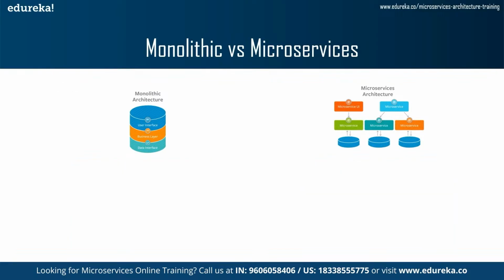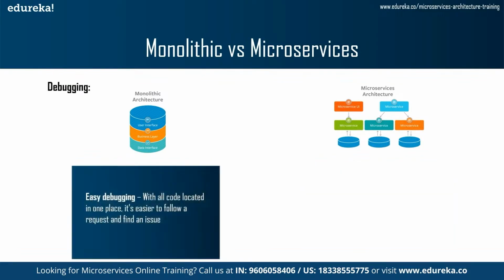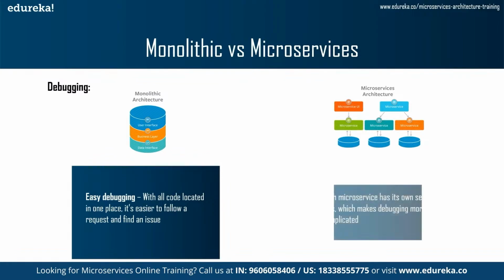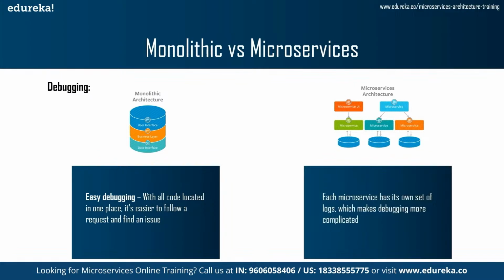So microservices architecture allows teams the freedom to select the tools they desire. And the last comparison we have is debugging. In monolithic architecture, debugging is easier. With all code located in one place, it's easier to follow a request and find an issue. On the other hand, each microservice has its own set of logs, which makes debugging more complicated.